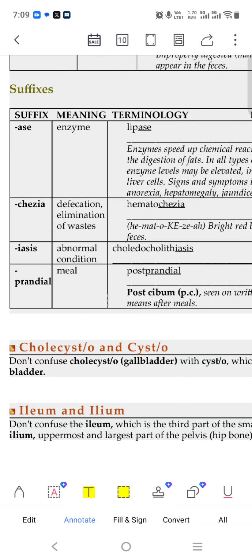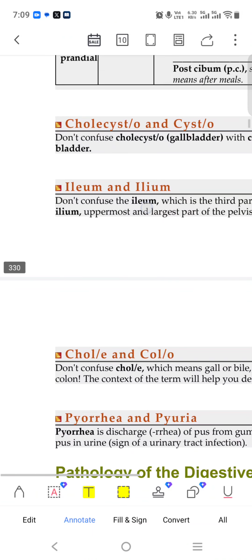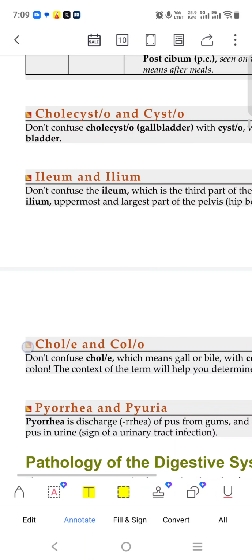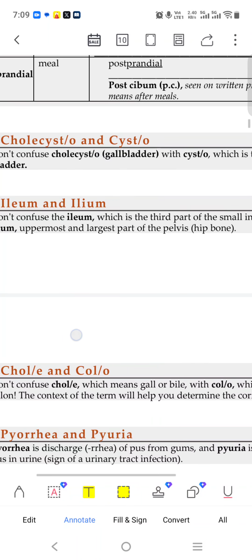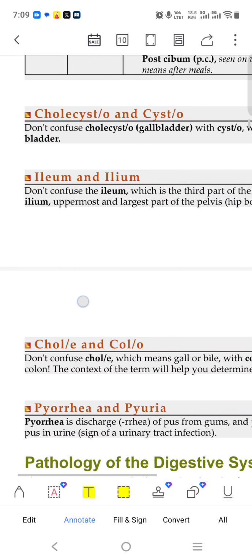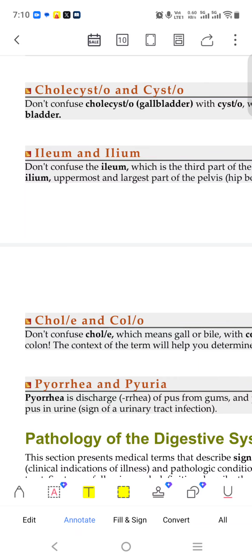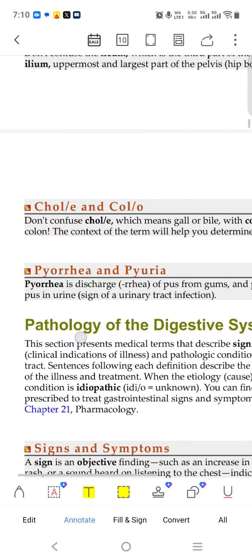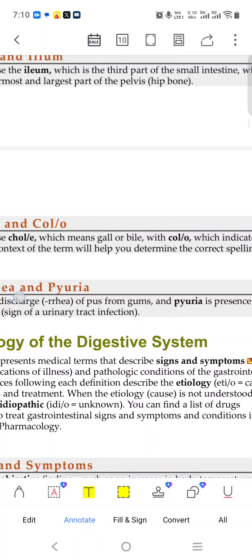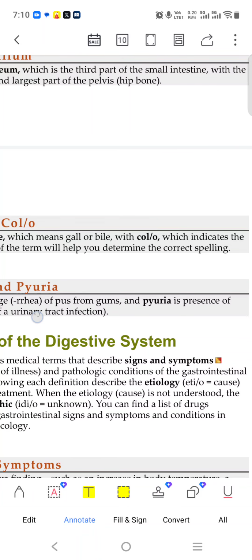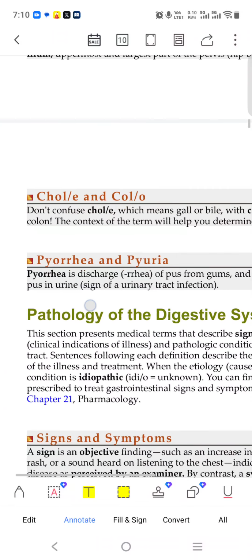In our gallbladder, polyps, postprandial, not important. Cholecysto. Polycystic means gallbladder with cysts. Okay, ileum, the intestine area; ilium, the pelvic bone area. Don't confuse cholecysto-, meaning gallbladder, with colo, meaning our intestine area. Colon, the large intestine area.